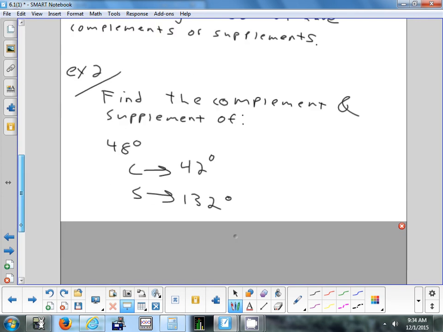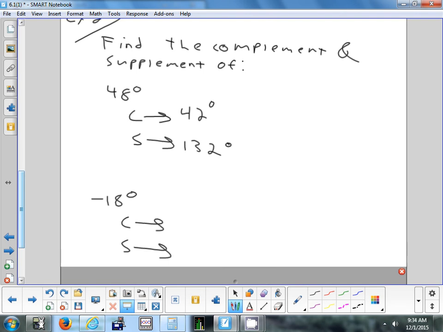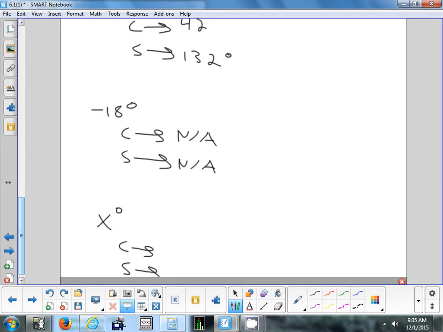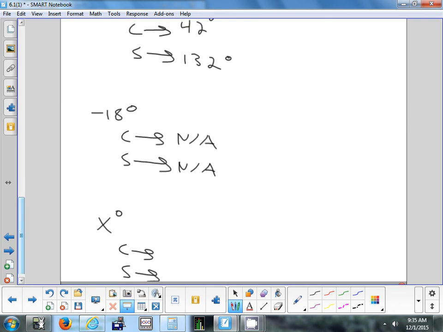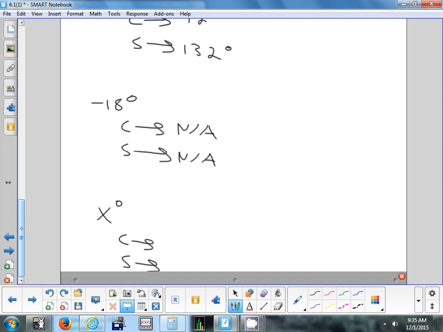All right, how about, let's try negative 18. Nope, no complement. How about the supplement? No supplement. All right, how about x degrees? It should be x or like another letter, because you don't know x, so you can't do it. Yeah, 90 minus x. That's the complement.